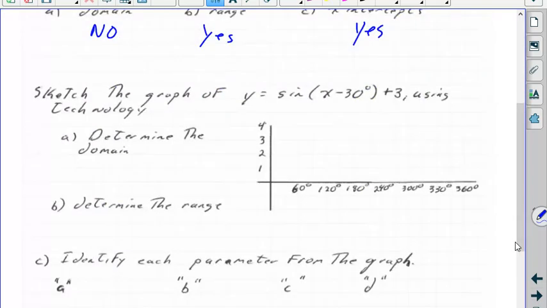So please use graphing technology to sketch y is equal to sine of x minus 30 degrees, plus 3. When you do this, make sure your calculator is in degrees and then go zoom trig. That way you get this all the time.